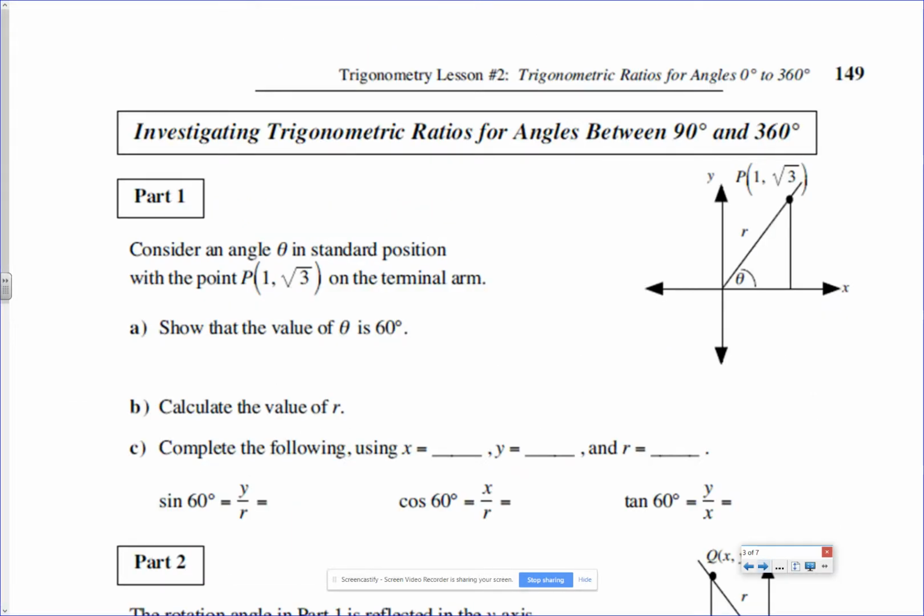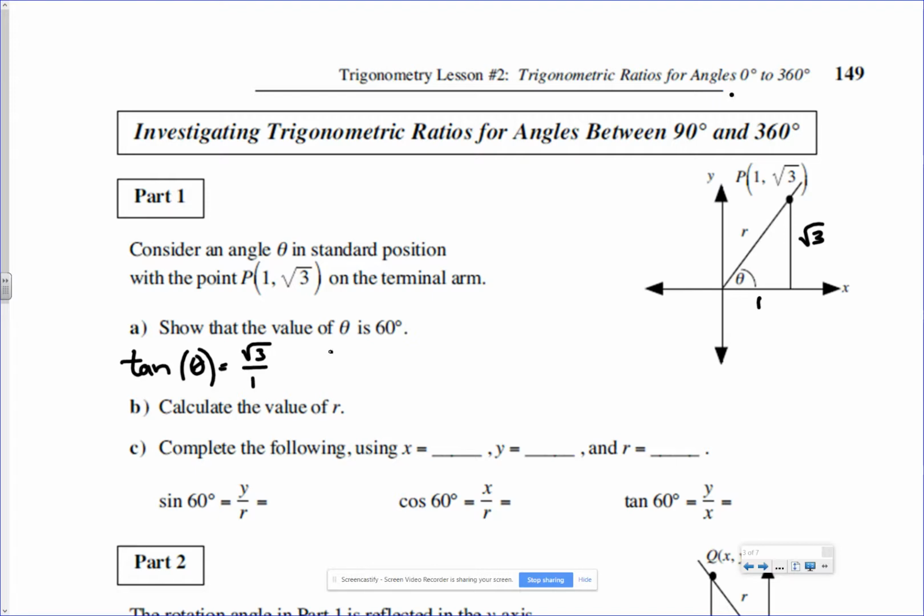So then going along and showing our values, trig ratios between 90 and 360. It says we're going to use the point (1, root 3), and we're going to show that the value is 60. So using 1 and root 3 would mean that this value is 1 and this value is root 3. If I was trying to find an angle there, if you remember from grade 10, I would set up my SOHCAHTOA. I would use tan in this case because I have my opposite and my adjacent. My opposite is root 3, and my adjacent is 1.